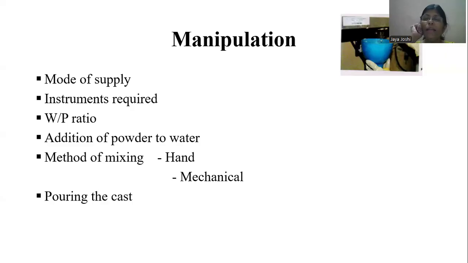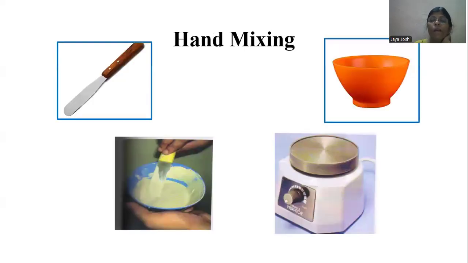In case of mechanical mixing, a mechanical mixer is available which is attached to a vacuum. So the mix becomes more homogeneous, the water powder ratio is perfect, and entrapment of air is negligible. So we will just see the bowl and spatula for hand mixing.